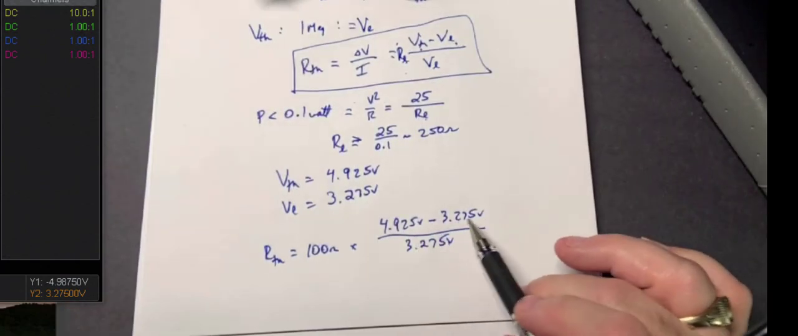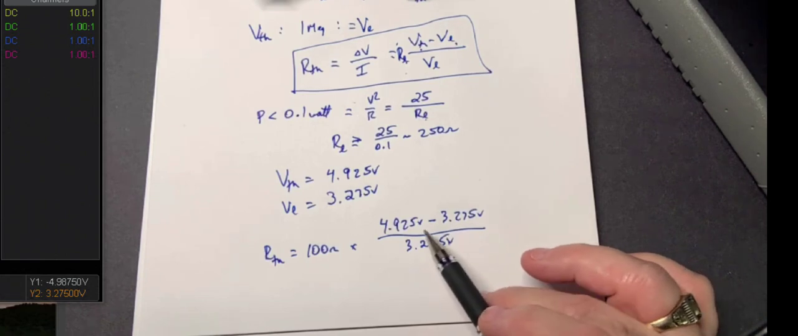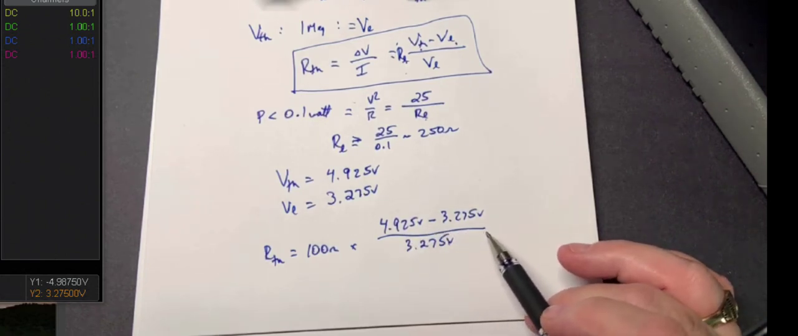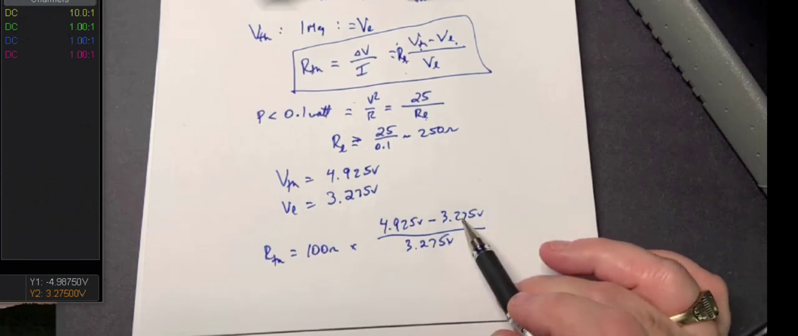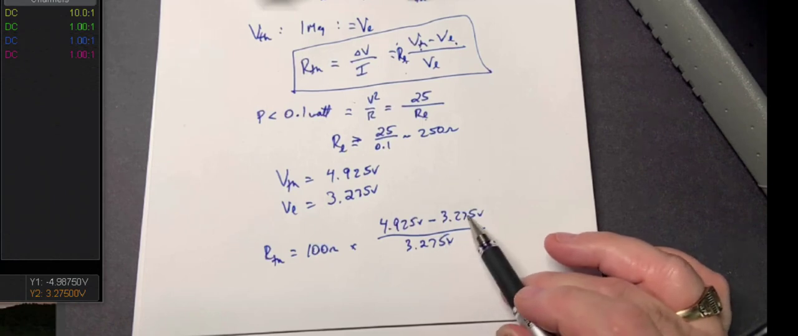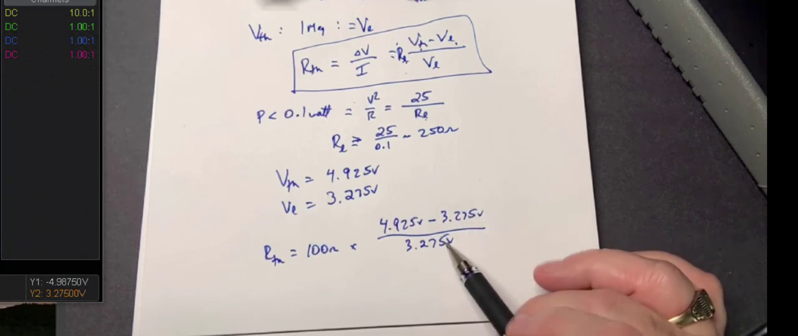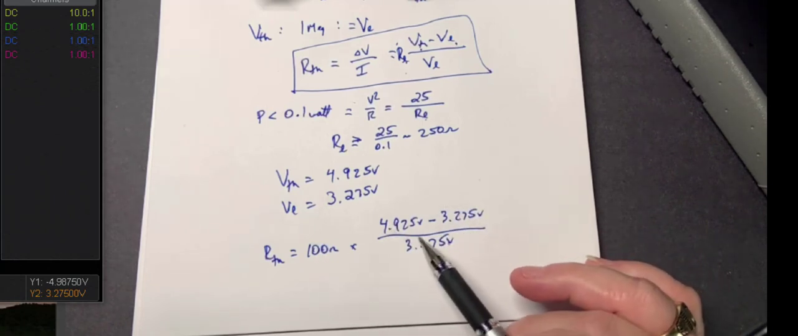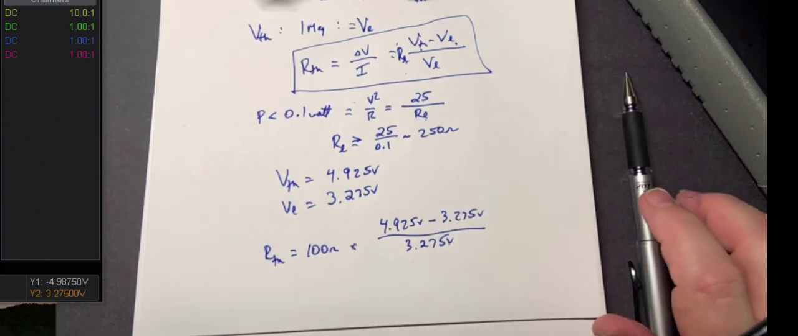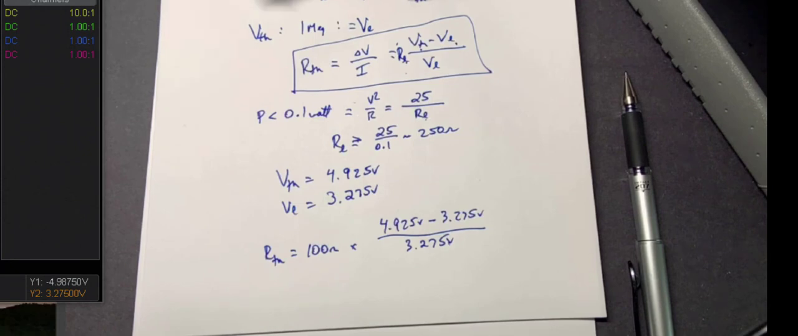I look at these numbers here, and what's the difference here? See, it's about 1.7, roughly. And that's 1.7, and this is 3.2, 3.3. That's about a half. And so here's 100 ohms times a half. That's about 50 ohms. So we're going to expect a value of the Thevenin resistance about 50 ohms.